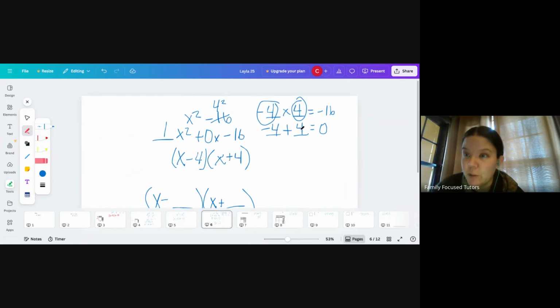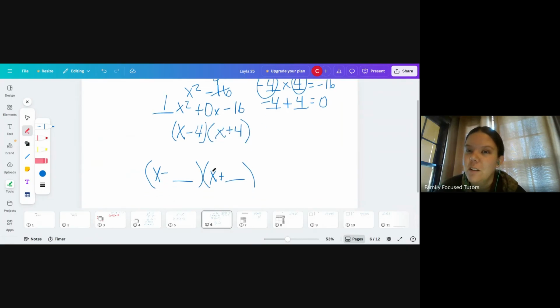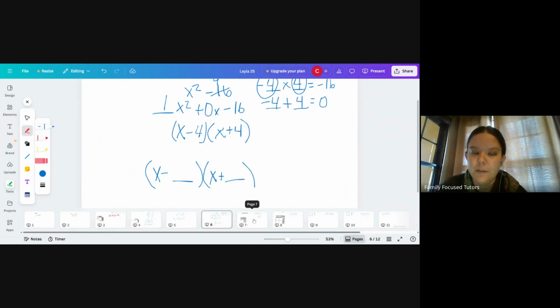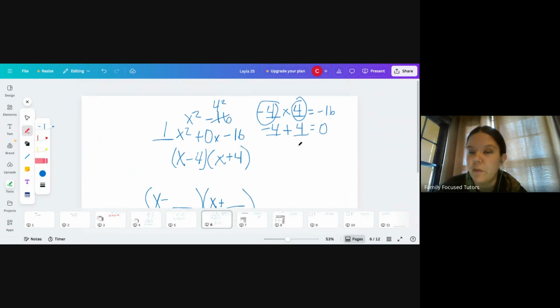So we don't have to do the whole AC method. If you feel comfortable doing it that way, you're more than welcome to. It just takes more time. This is kind of like a shortcut because it works out every time when you have perfect squares. But you are more than welcome, if you want to continue to do the AC method and figure it out because it makes more sense to you, it's perfect. You can do that.